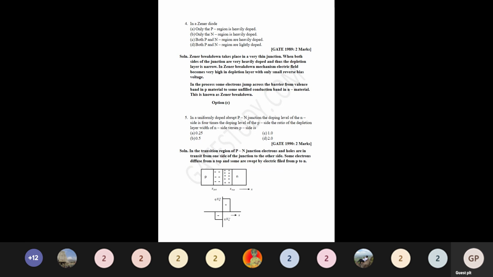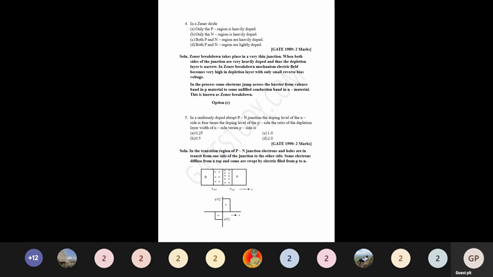In forward bias, the current will tend to increase gradually, whereas in reverse bias, due to the higher value of reverse resistance, the current will be very small, or simply we can call it zero current in the reverse bias condition. Zener breakdown takes place in a very thin region. A very thin junction happens when the region is heavily doped.